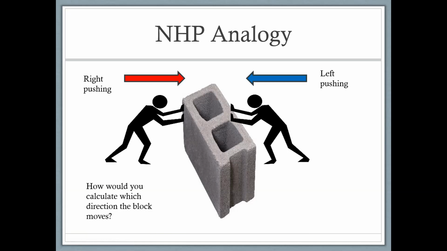Okay, well, obviously the block is going to move in the direction of who pushes the hardest. So if the right pushing force is a 10 and the left pushing force is a 5, 10 minus 5 results in a positive 5. That means the cinder block is going to move at a force of 5 to the right because the right pusher was stronger than the left pusher. So that's how we would calculate what's called the net hydrostatic pressure, or for the analogy's sake, the net pushing pressure, because you have a right pushing force and a left pushing force. When you sum those together, the result is a net pushing pressure or a net pushing force.